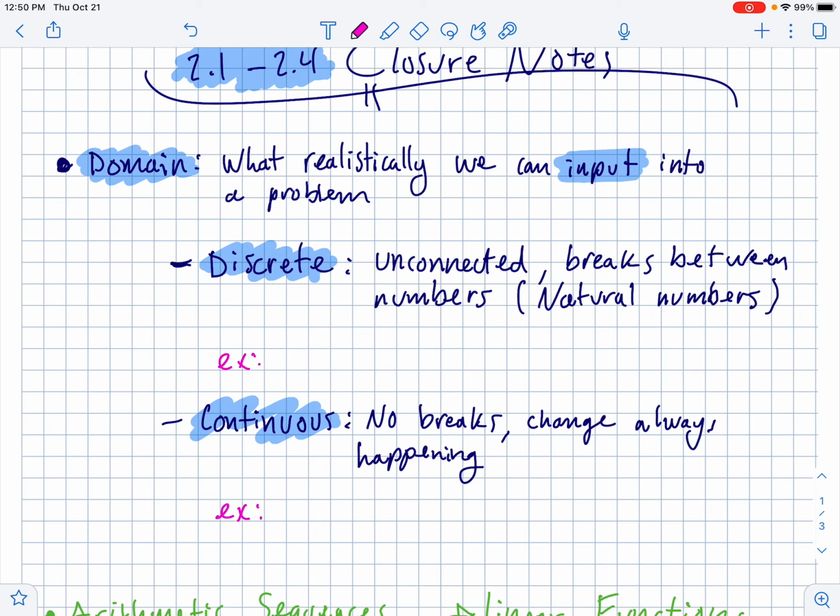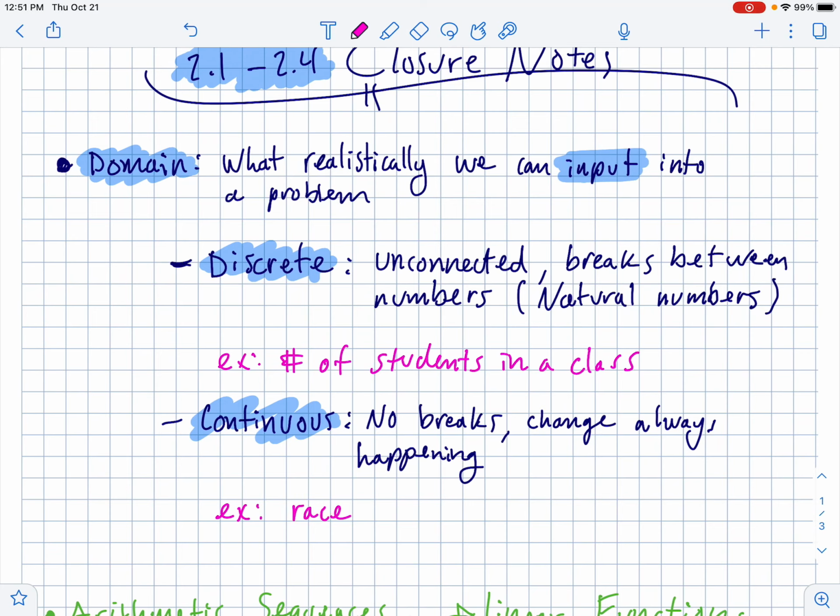If you are looking at a discrete domain, those are unconnected dots. There's breaks between the numbers, and it's usually natural numbers. It's usually the result of counting whole numbers. There's no decimals or anything like that. So a classic example would be like the number of students in a class, because you can't have 22.5 students. It's always whole numbers.